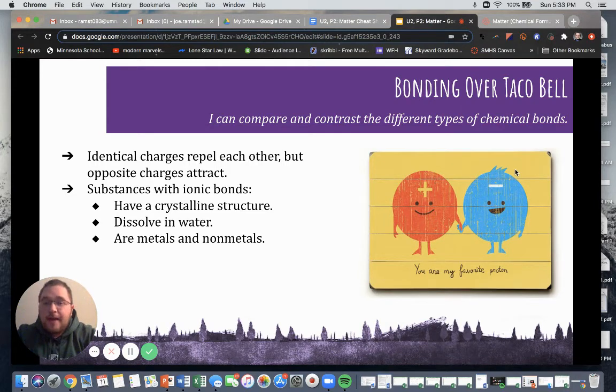Identical charges tend to repel each other, but opposite charges attract. They say that a lot about people in life too. Opposites attract. Similar here with bonds. That's where that saying came from.